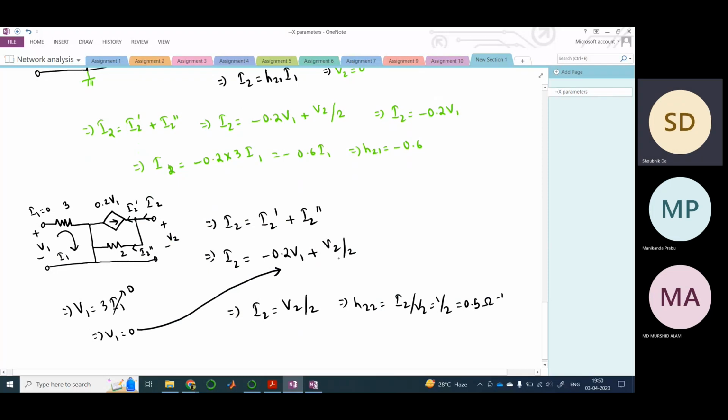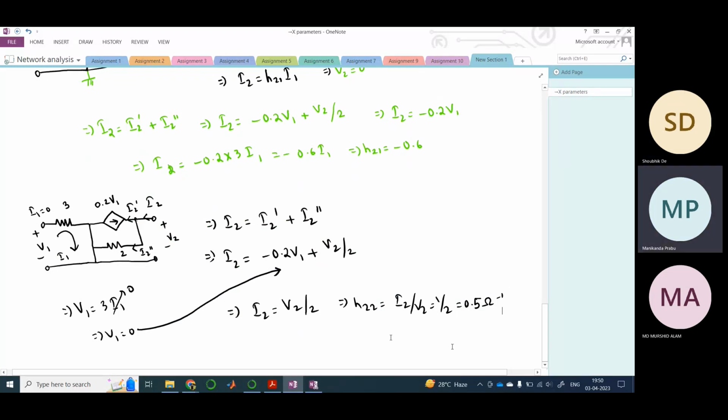So this is also simple, but here I feel doing a source transformation is more comfortable. But anyways, you can do it like this also. There is no problem. So Manikananda, Murshid, are these two clear for you too?